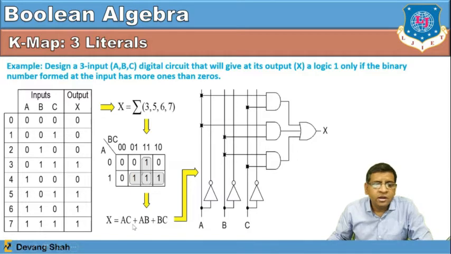So by that way, the final answer X is equal to AC plus AB plus BC, and that you can implement using the logic gates. So here you can see, since there is no NOT gate, you can easily implement this with the help of AND and OR gates, right?